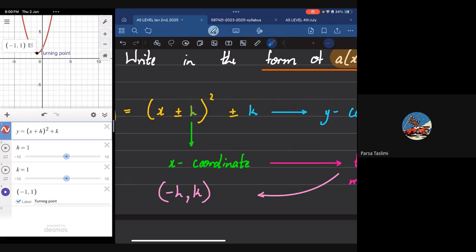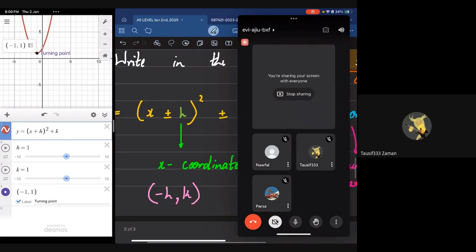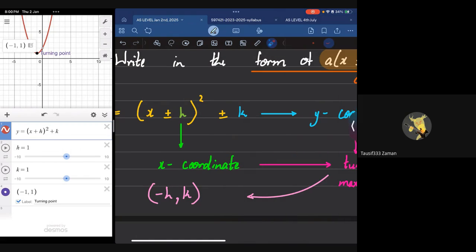All right, Nosheen, is this clear? Yes. And Nofal, is this clear? All right. So that is why whatever value of h you have inside the bracket with x, the opposite sign is going to be used, the only difference is the sign is going to change.